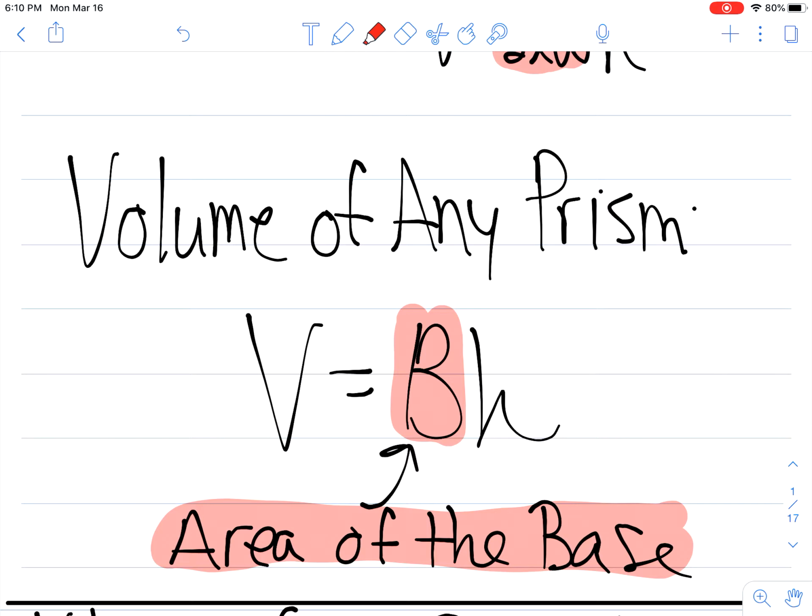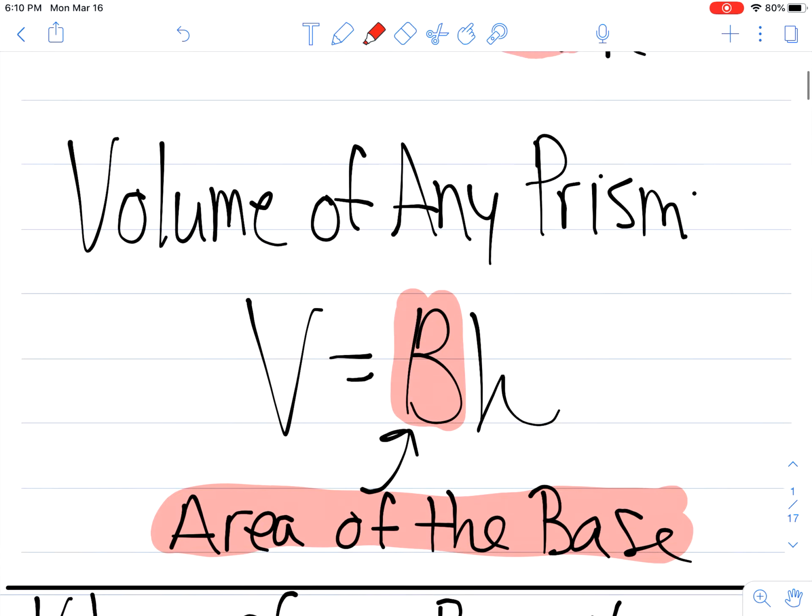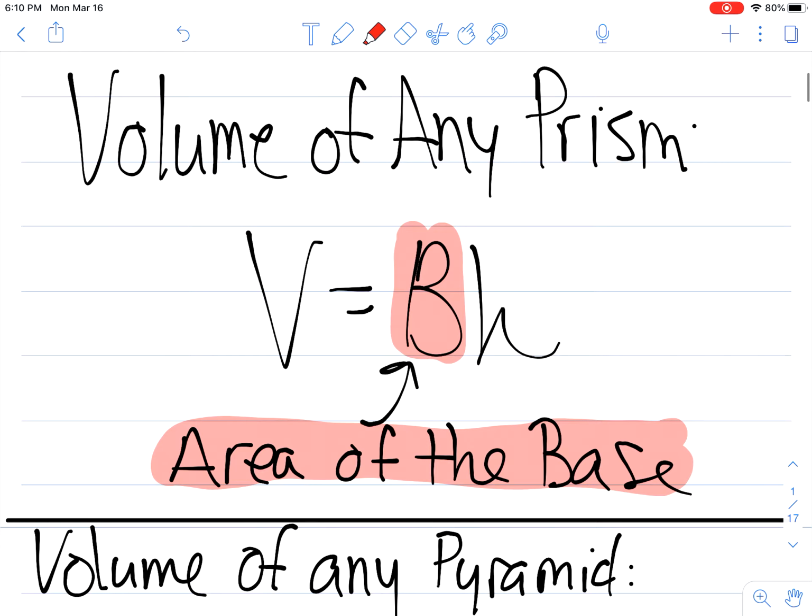All right, so that's just a quick refresh of where we've come from. And now we're going to start comparing this to the volume of a pyramid.